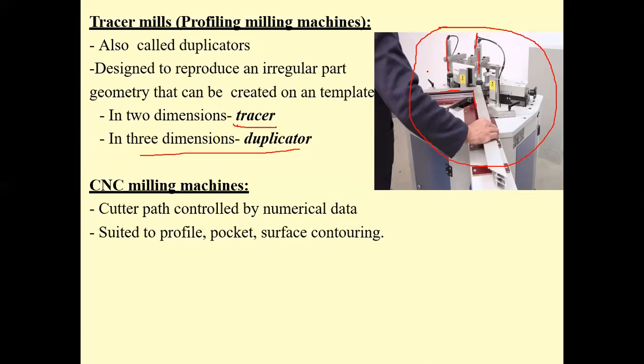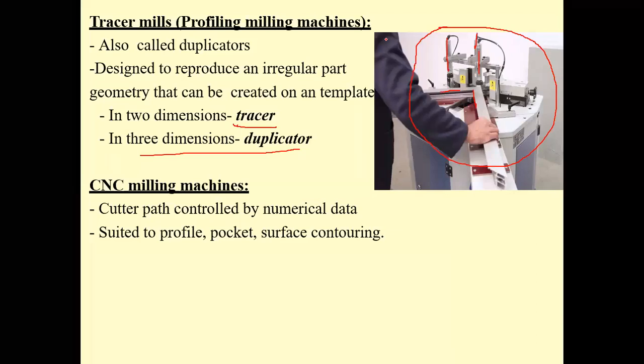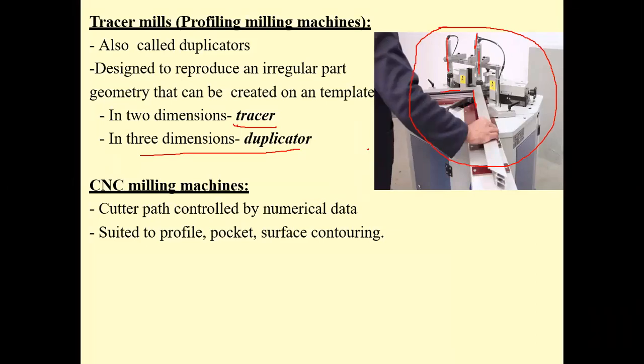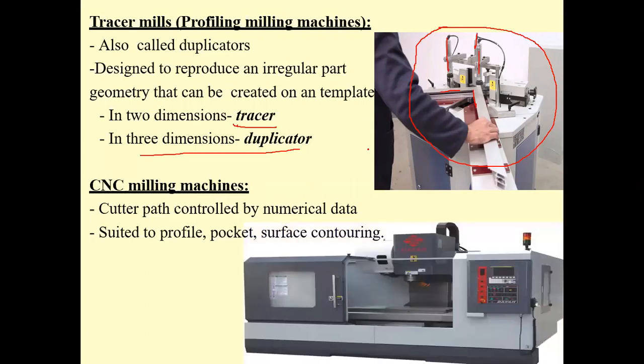Whatever the data or programming you feed through the computer, based on that program only, it will take the profile. Wherever you want the profile, it will take it, and accordingly it can cut. That's why it is called a CNC milling machine, suited to profiles, pockets, surfaces, contours, and any kind of operation that can be done on this. You just need to give the path and the proper dimensions in the computer program. Whatever dimensions and programming you give, accordingly it will carry out the cutting process. So it's completely controlled by computer. This is a typical CNC milling machine.